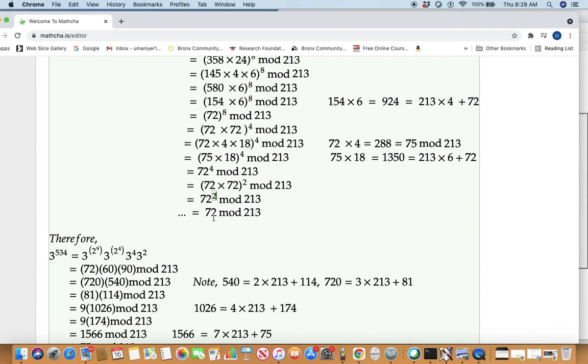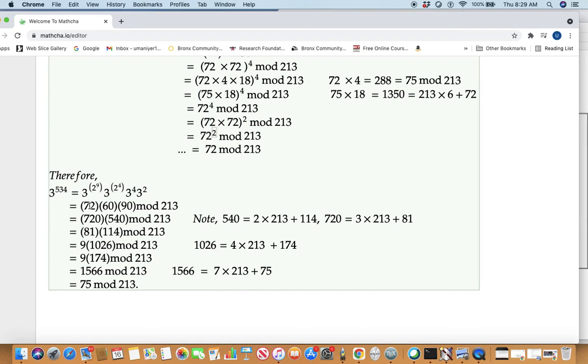You get 72. Therefore, 3 to the 534 is this expression, if you remember. This got me 72, this got me 60. These two together got me 90. Well, multiply, so you have 0, 0, 0. This is 5400. 1140. So you see, multiply this modulo 213 is 81. So I shouldn't, there should be a 10.